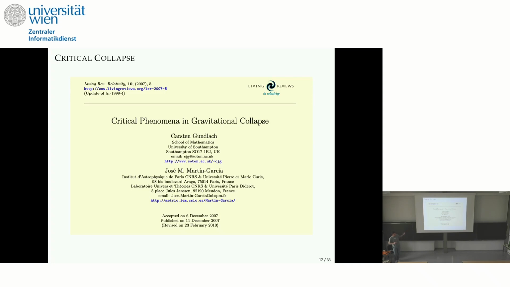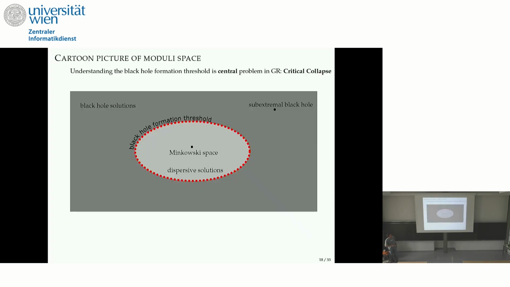This is something which has been under a lot of investigation in general relativity, but also for many other equations. In my opinion, it's a very interesting field, but also very difficult. So what does one do? We draw a cartoon picture of the moduli space of initial data, or the moduli space of solutions, which you would like to understand. Understanding the black hole formation threshold is a central problem in GR called critical collapse. So you should think that you have this moduli space of all initial data or all solutions, depending on how you want to call it.